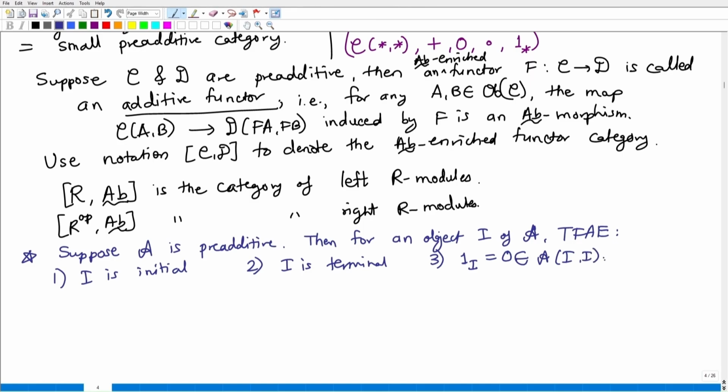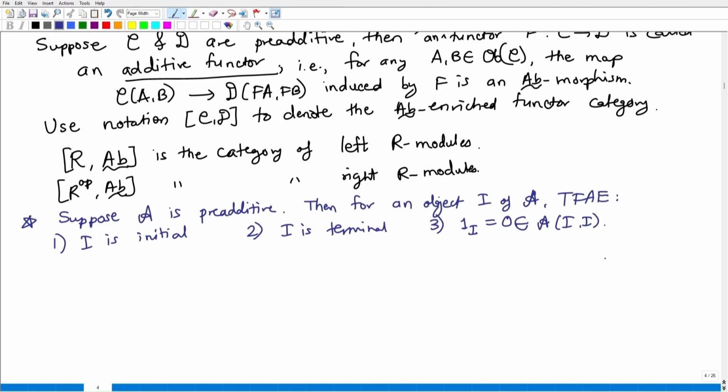You understand zero morphism? Yeah, zero morphism means it is the zero of the Abelian group, the Abelian group structure that we have. Okay, so then for any object we have this. How do we write a proof? I will only prove 1 and 3 are equivalent. I won't prove 2 because 2 is the dual of 1.